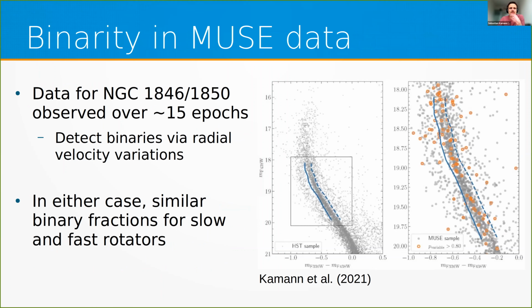Now, with the MUSE data, we were able to put some constraints on the binary fraction of the two main sequences, because the data for the two clusters was observed over of the order of 15 epochs. So we could detect binaries via radial velocity variations. And in both of the clusters that we observed, we found similar binary fractions for the slow and the fast rotators. Whereas if all these blue main sequence stars were in tight binary systems, then I would have expected a strong excess of binary systems along this blue main sequence.